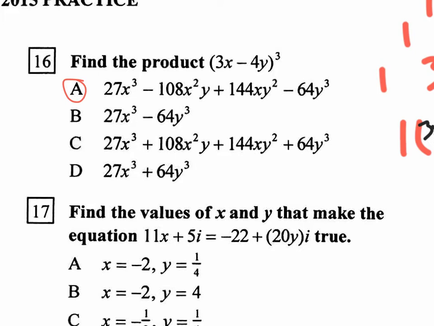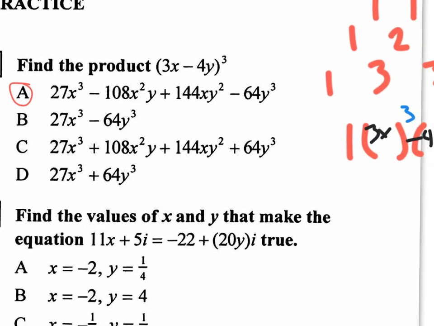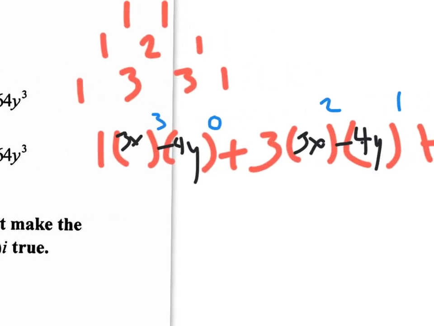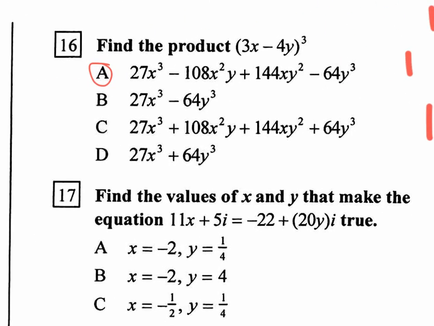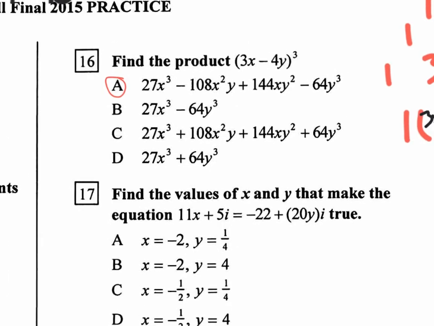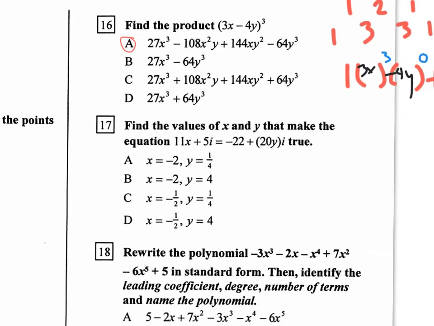But of course, if you're bored on a Saturday night, go for it. Do all that other stuff right there. But for the test, you could use logic. Understand that the minus sign means the signs will be alternating on your answers.